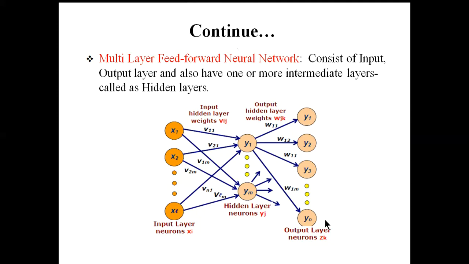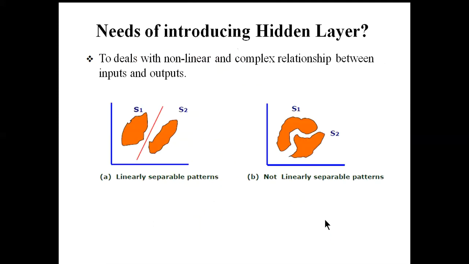Okay, so this is the basic architecture of a multi-layer feed forward neural network. This is most important because this type of structure is widely used for classification purposes. Now the question arises: what is the use of introducing this kind of hidden layer along with the inputs and outputs? To understand that, first of all, let's see two types of input and output relationship.